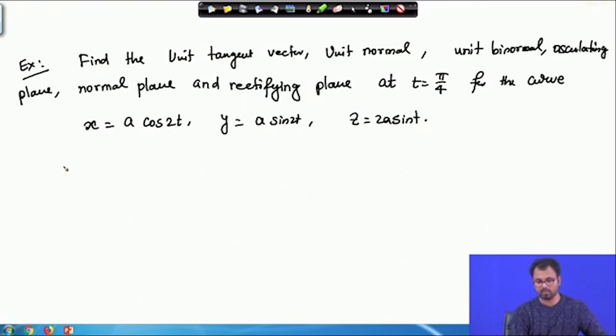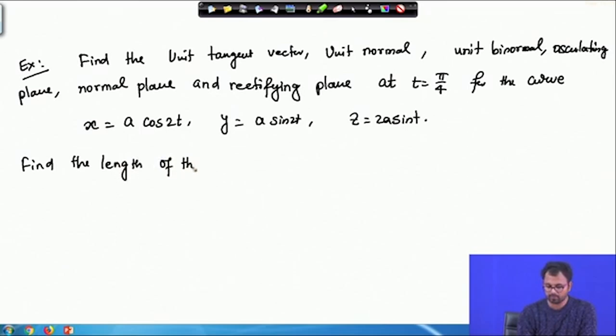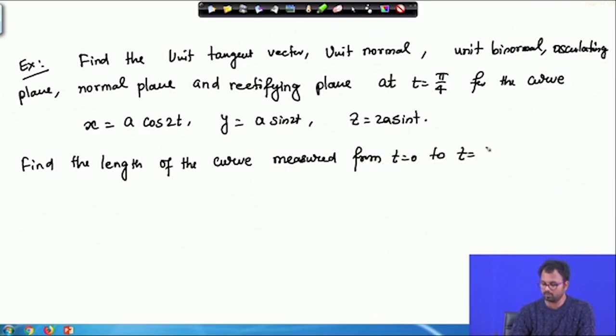All right, and you can also try to find the length of the curve measured from t equals 0 to t equals pi by 4.